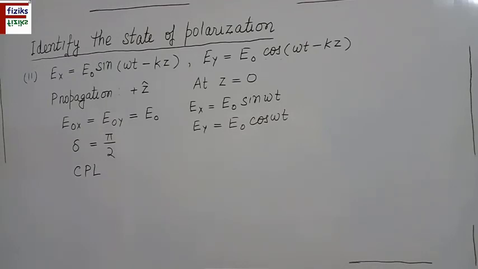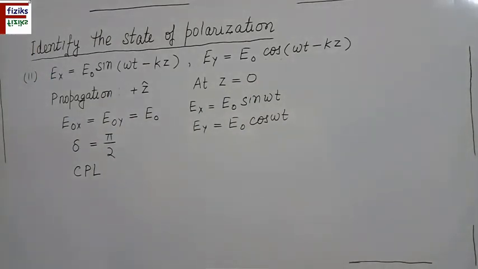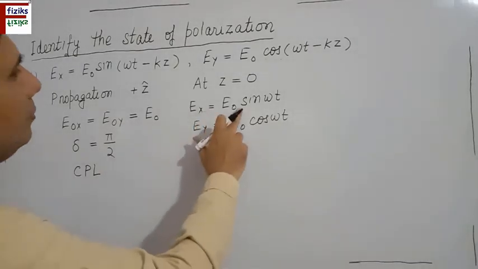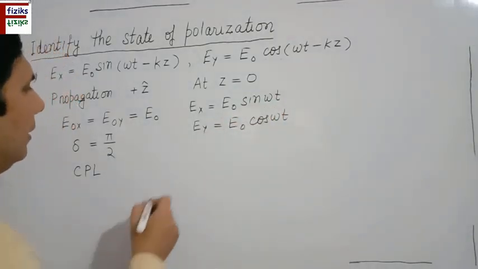It will be easy for us because whatever the polarization is at Z equal to 0, the same polarization will be at Z equal to 1 or Z equal to 2 or other values of Z. So basically we are using the fact that the polarization of this light is not changing as it is moving along the Z axis. So we are using this fact and we are calculating the polarization at Z equal to 0. So here Ex is equal to E naught sin omega t, Ey equal to E naught cos omega t.